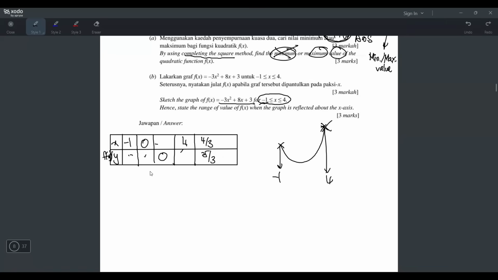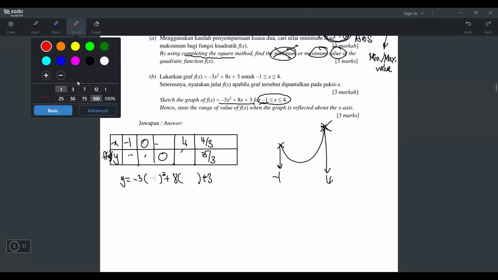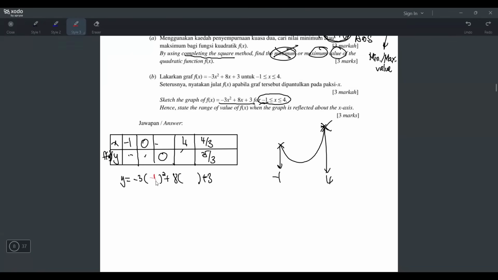Okay, so the equation given is what? y equals -3x² plus 8x plus 3. Okay, so remember, f(x) and y is the same thing. Okay, for the x, I will sub -1, right? So if I sub -1 and I press the calculator, my calculator will give me the answer. So just press this whole thing. Okay, if you press, you'll get -8. So that's the answer, right?